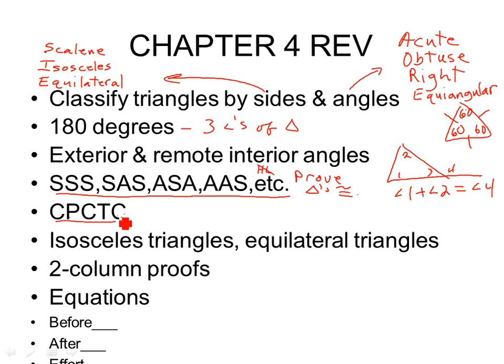When do you use this? Proving angles or segments. When you're proving two angles or two segments, you only use it after you've proven triangles are congruent. That's the only time you can use it. You can't just put CPCTC in a two-column proof anywhere. It's got to be after you prove the two triangles are congruent.